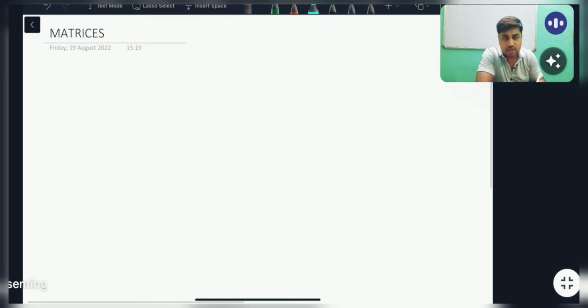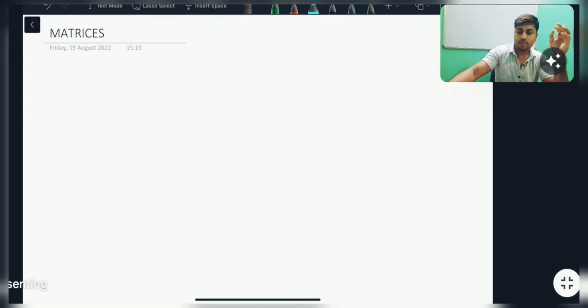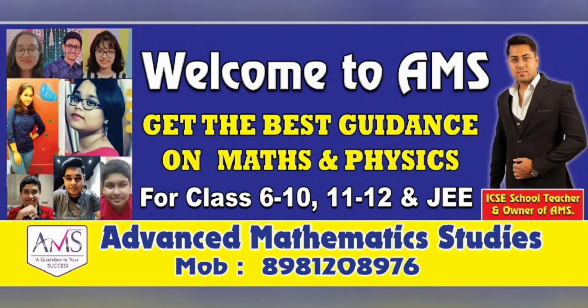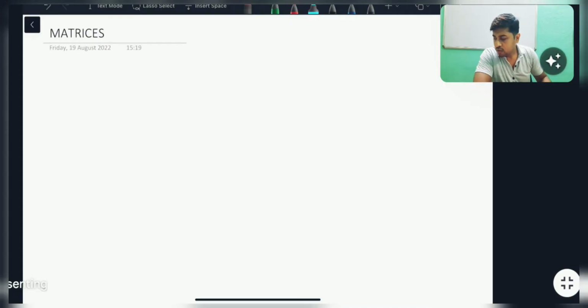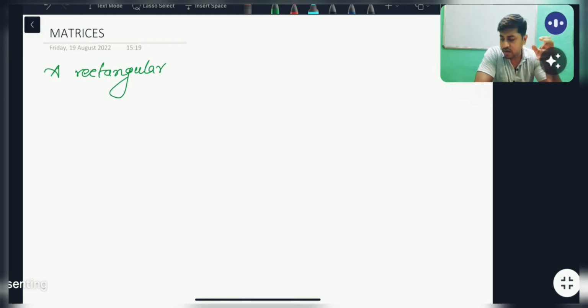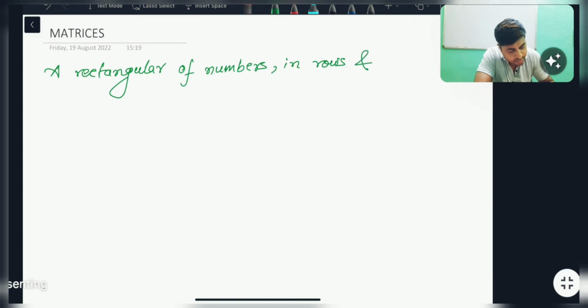First definition is everyone will write. Yes, whether you know it or not, you have to write the class work. Whatever is shown on the screen, you have to write it down. So matrices means what? A rectangular arrangement in rows and columns. Meaning, a rectangular arrangement of numbers. A rectangular arrangement of numbers in rows and columns.